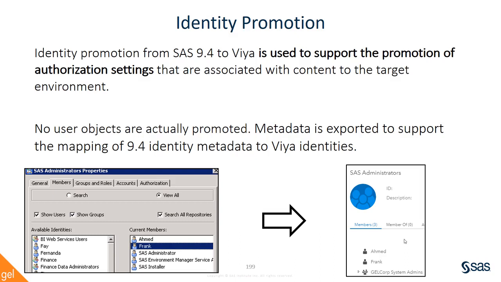Basically, the reason we get identities participating in promotion is with the 9.4 to Viya promotion, we want to be able to try to re-implement authorization in the new Viya environment. And we've seen already that SAS authorization and general authorization are very different from SAS 9.4. So this is a first step in us being able to take content from 9.4 and move it to Viya and preserve the permission settings in the Viya environment. It's not completely there, but it is the first step in that process.